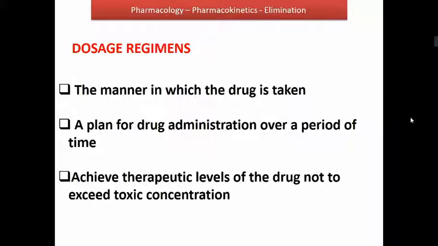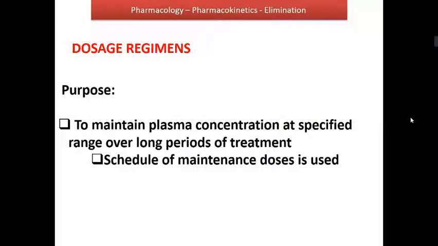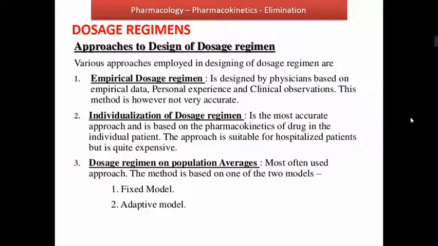Dosage regimens. So this simply means the manner in which the drug is taken or given to the patient. This refers to the plan for drug administration over a period of time and with the purpose of achieving the therapeutic levels of the drug not to exceed its toxic concentration. That's the significance of your dosage regimens. So again, the purpose of dosage regimen is to maintain the plasma concentration at a specified range over long periods of treatment. So this is used in maintenance doses. Okay. So what are the approaches of designing a dosage regimen?